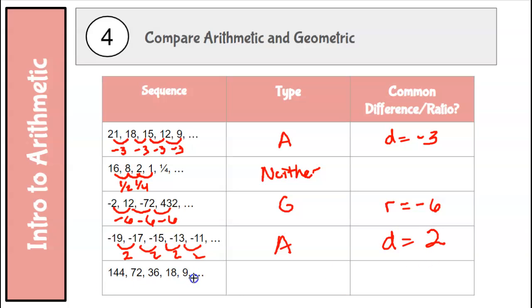And I can see that this one's happening pretty rapidly, so I'm going to guess that it's geometric, and I'm going to take 72 divided by 144, and I get 1/2. 36 divided by 72, I get 1/2. 18 divided by 36, I get 1/2. I'm always getting 1/2. So it's geometric, and my common ratio is 1/2. So now hopefully you have a little bit better understanding of arithmetic and geometric.